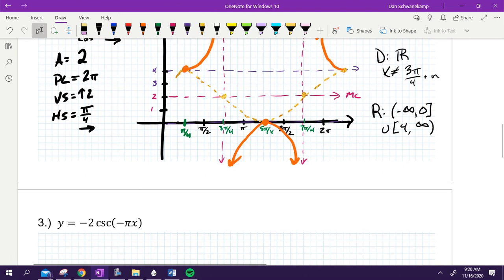Let's do one more. Try and graph number 3 with your neighbor and see what you can do. Go.